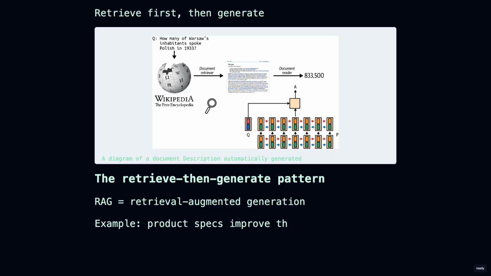If a user asks about a specific product, the model answers much better when it can see that product's specifications. Without that context, it has to guess. With it, it can respond precisely.